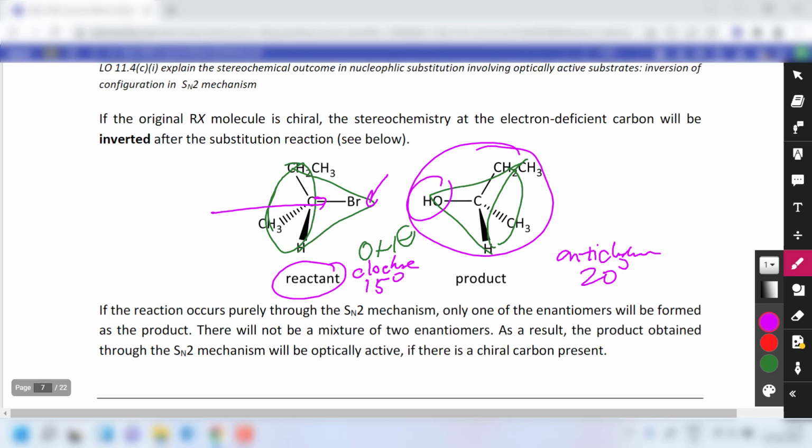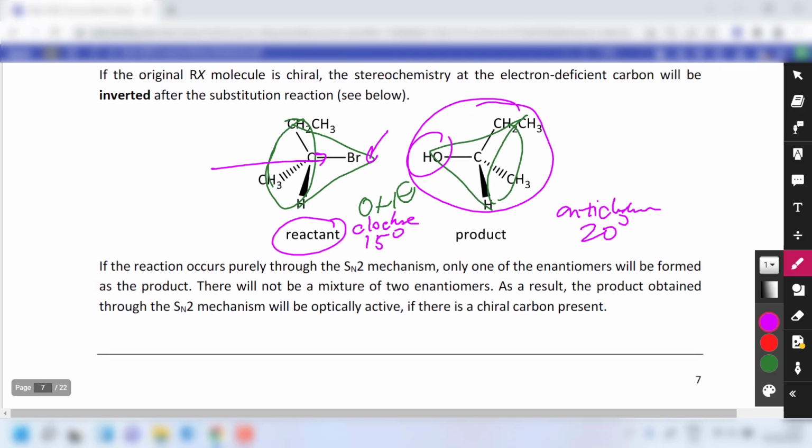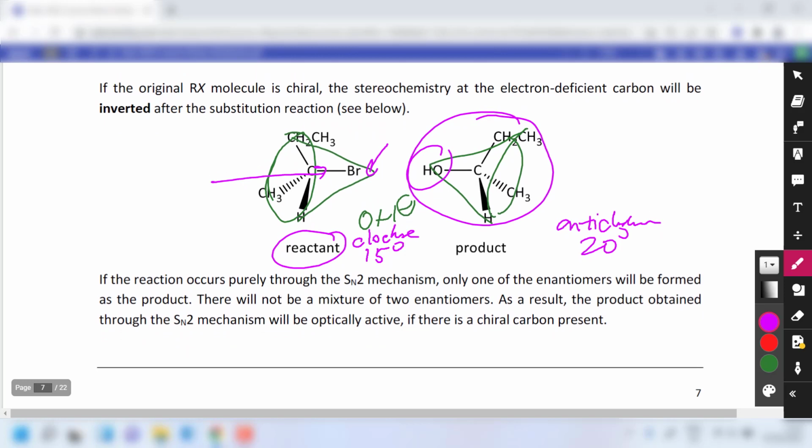So when we say that the stereochemistry is kind of preserved, it doesn't mean that the rotation stays the same. It just means that I will be able to get a stereochemically pure product at the end of SN2. Okay, so that is the meaning of stereochemical inversion.